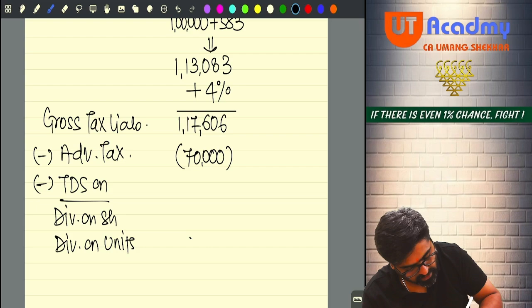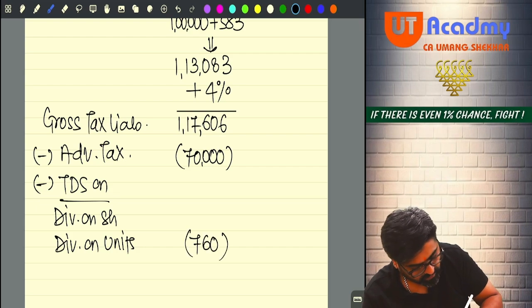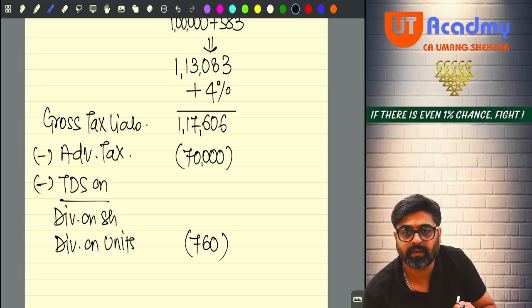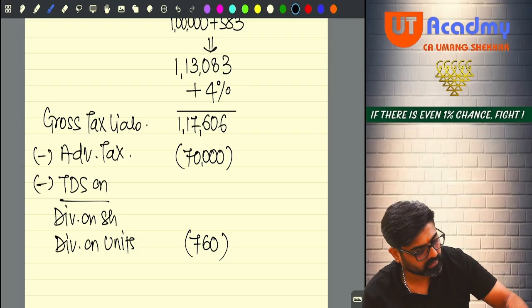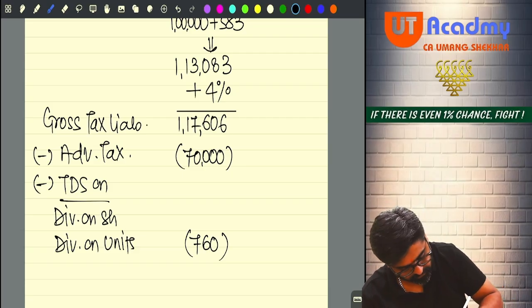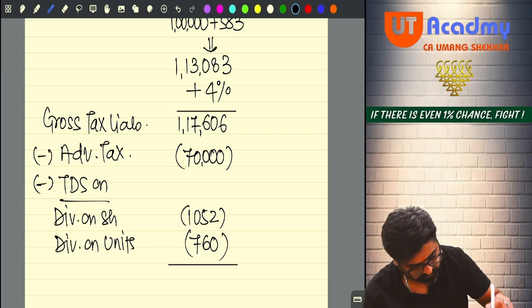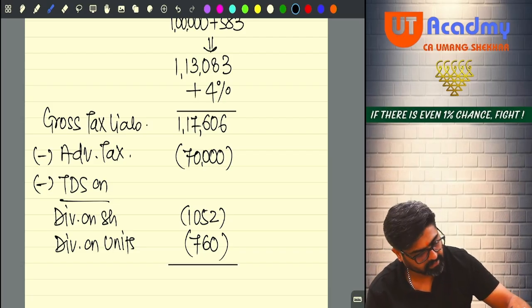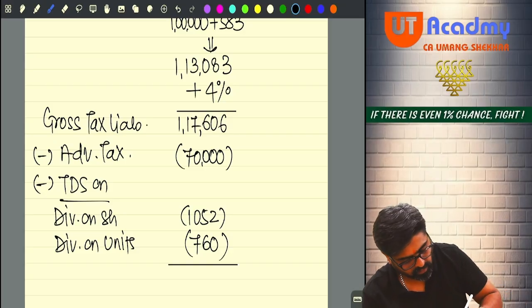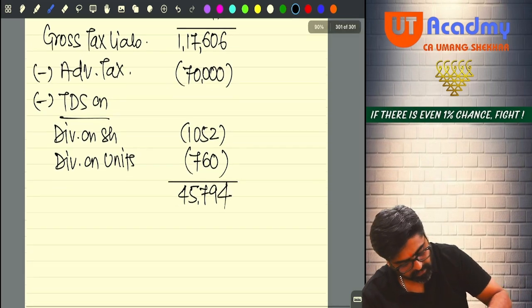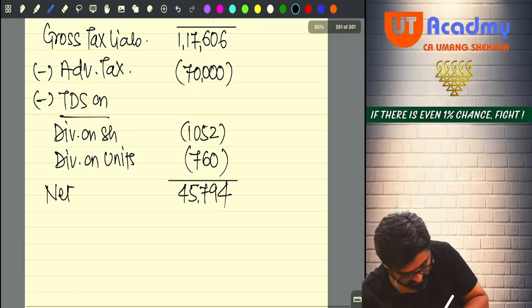So 7,600 into 10% will be 760. And 10,524 was my dividend. On that 10% will be 1052. Yes or no? Please reduce this. So 1,17,606 minus 70,000 minus 1052 minus 760. I am going to get 45,794 as my net tax liability.